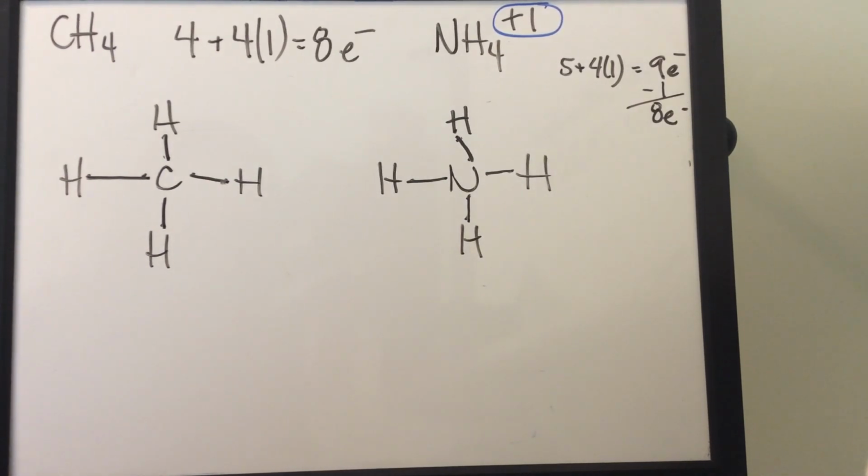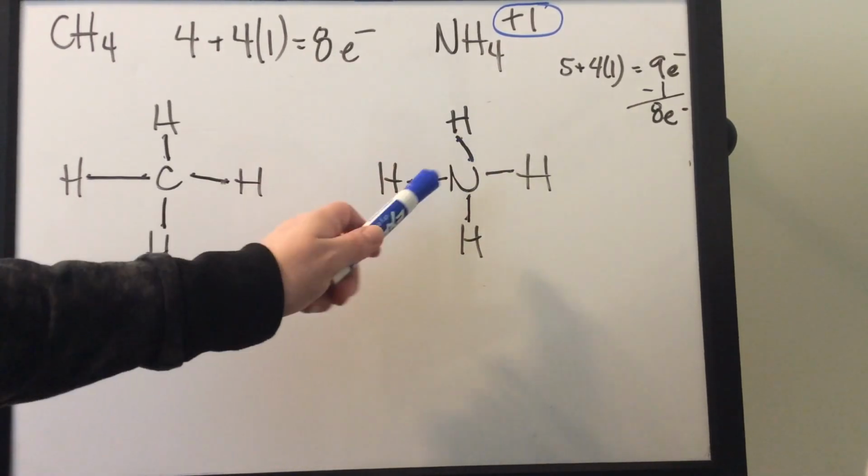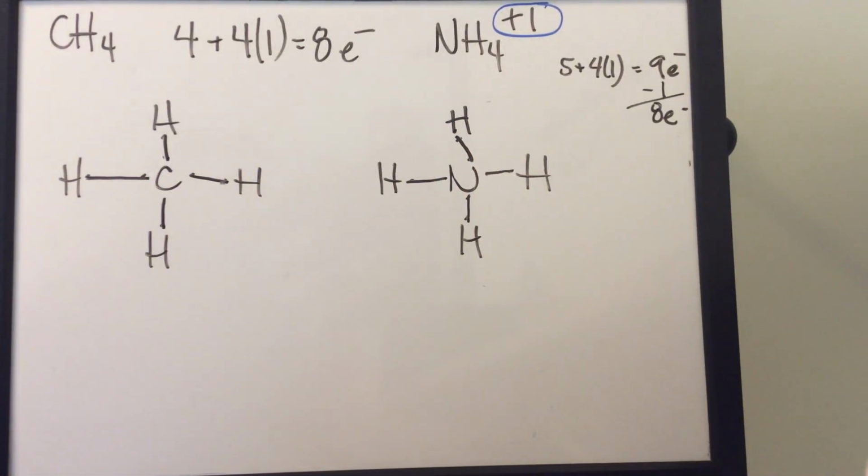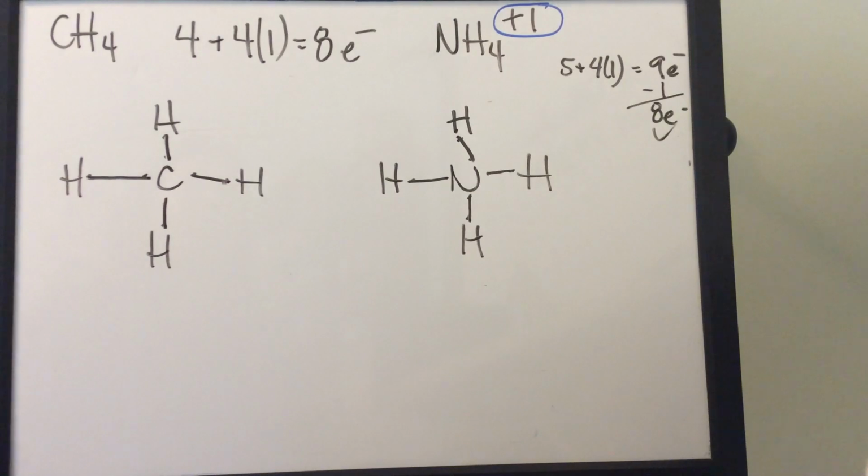I check for the octet. Hydrogens have 2. Nitrogen has 8, 4 bonds, right? 2, 4, 6, 8. Everybody's good. 8 total electrons. Everybody with an octet. We're good to go.